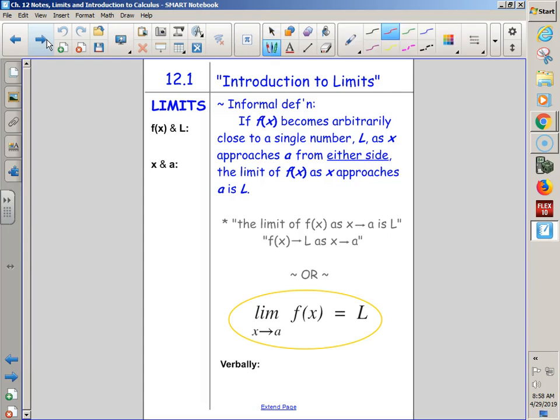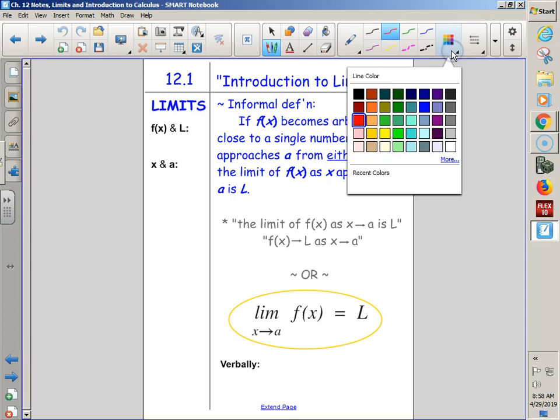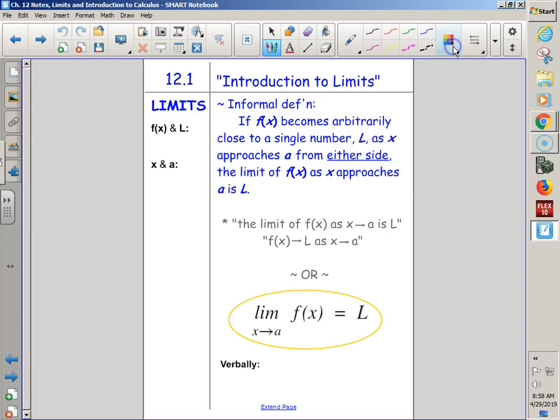Question: from reading that paragraph, what kind of values are f of x and L? It's hard for you to know that one, but it should be easier for you to know this one. What kind of values are these? Y values. f of x and L are y values, because we know f of x is a y value, the function values.